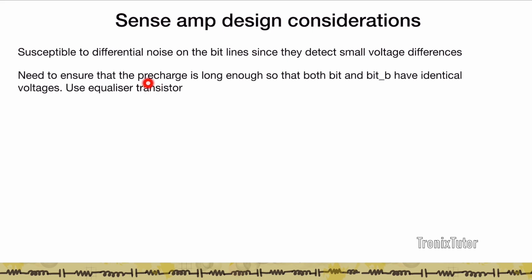So we need to ensure that the pre-charge is long enough. To begin with, we need to make sure both bit and bit bar are as matched as possible, right? So therefore, we want to ensure that the pre-charge is long enough that these large capacitors, which are the bit lines, are charged up both to VDD. And we typically use what is known as an equalizer transistor between the bit and bit bar to ensure that both the nodes are charged up to the same high voltage value.